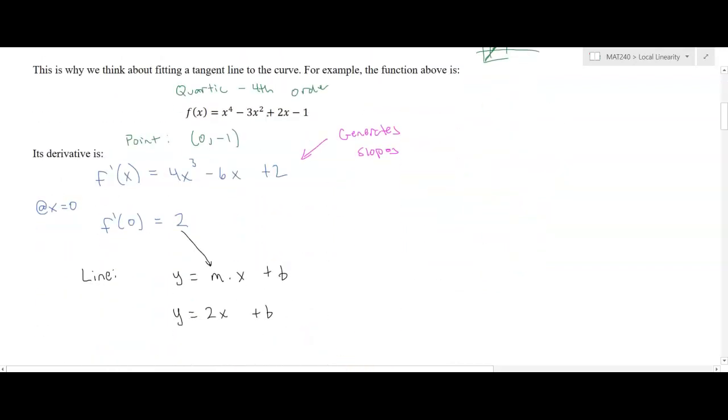But in the way we've found linear functions in the past, to satisfy the condition that (0, -1) is a point along that line, we now have to plug in -1 for y and 0 for x, and we see kind of trivially here that b is equal to -1, because that point that we happened to pick was the vertical intercept of the original function. So now our tangent line is the function y equals 2x minus 1.